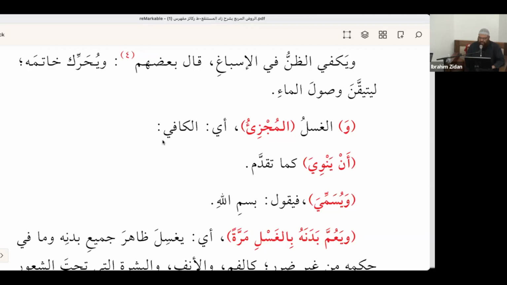أن ينوي كما تقدم. So the niyyah also has to be there, of course, because if a person is making ghusl للتبرد, to cool off, out of habit, then it doesn't count. It has to be with the niyyah of ghusl as an act of ibadah to be able to worship Allah subhanahu wa ta'ala. ويسمي, and also to say Bismillah, فيقول بسم الله ويعم بدنه بالغسل مرة, and to cover the entire body, بدنه, بالغسل, with washing one time. This is the minimum requirement, but the entire body.